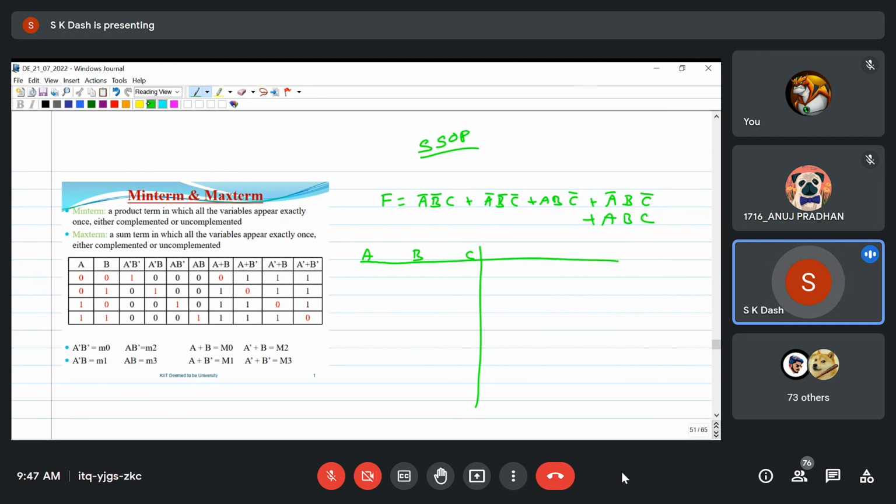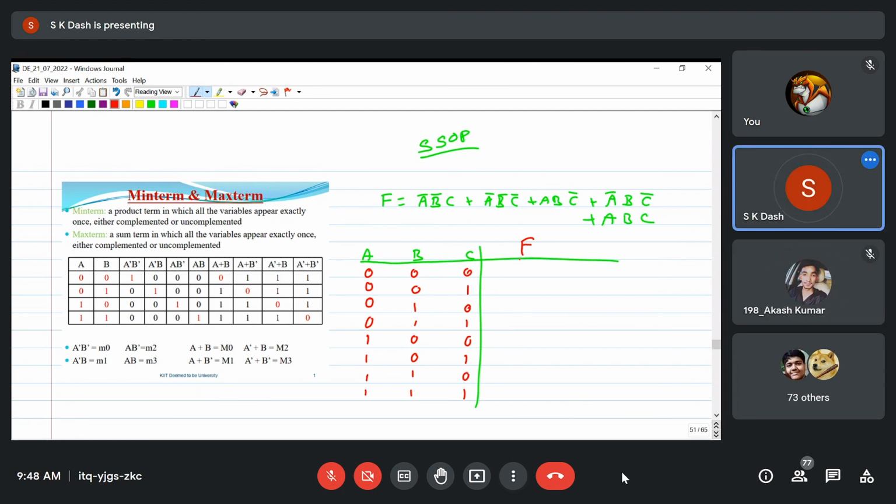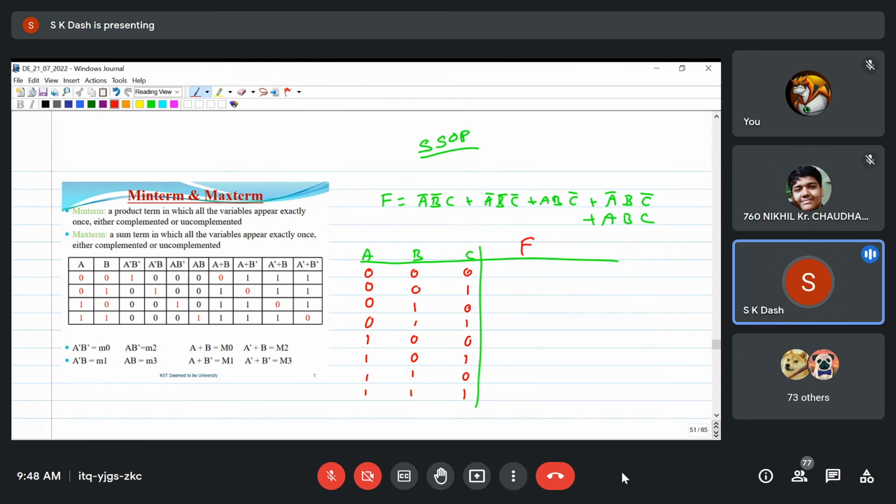First of all, how many inputs are there? Three inputs: A, B, C. So how many possible combinations will be there if I have three inputs? Eight possible combinations. 000, 001, 010, 011, and so on. Now, to write this function, can I write directly about this F? Can I write it directly like this? What will be F? Is it possible? No, sir. So what to do?